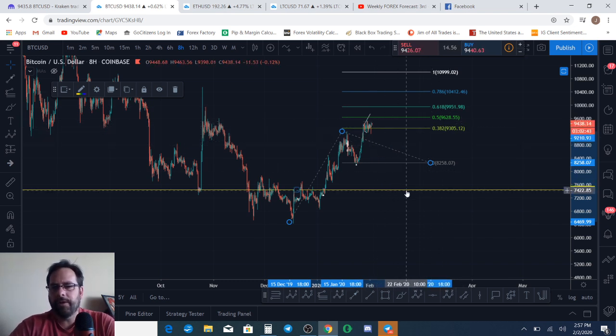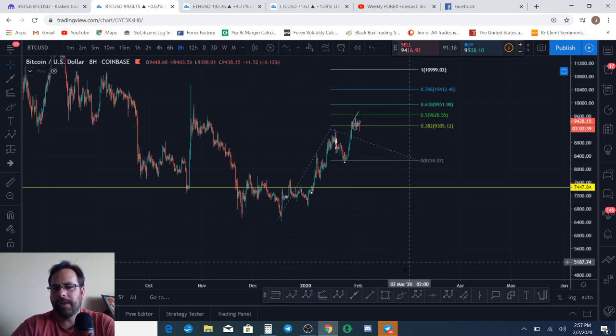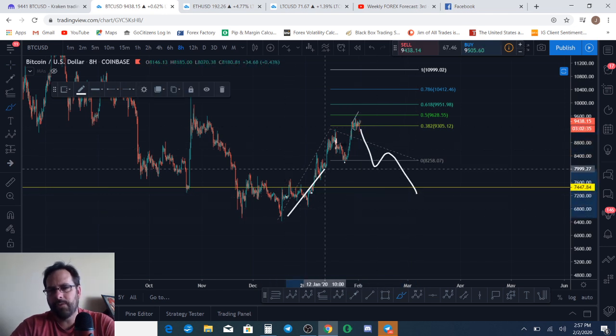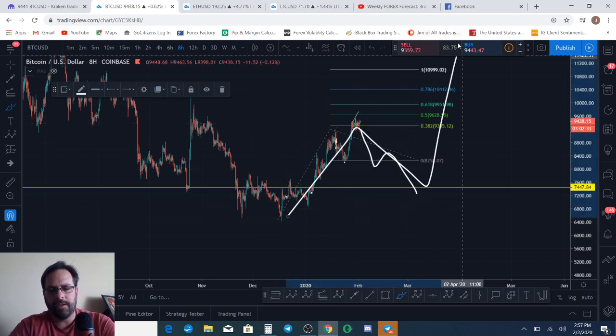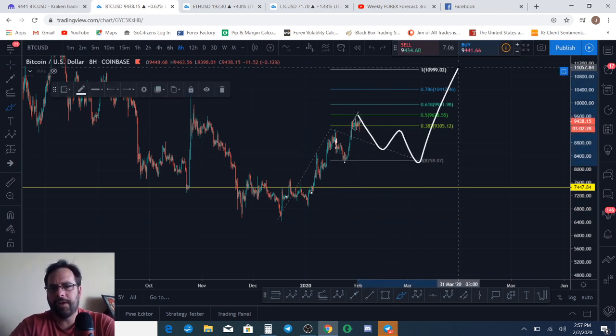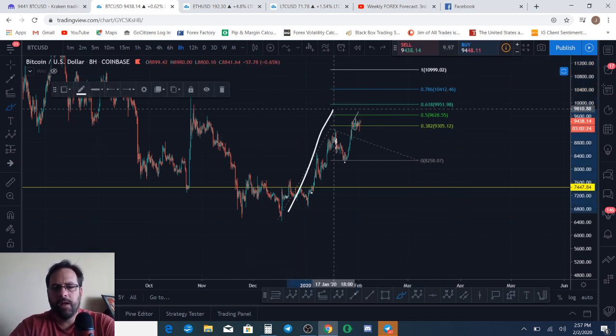If we go down from here, guys, then I would expect that this is all a finished 5th wave, and we could see a 3-wave pullback to the size and shape of this wave. So we'd have a 1, a 2, and then we'd continue on. We could have some kind of a corrective wave, and then we continue to the upside. That's if we're dealing with a bull run count.